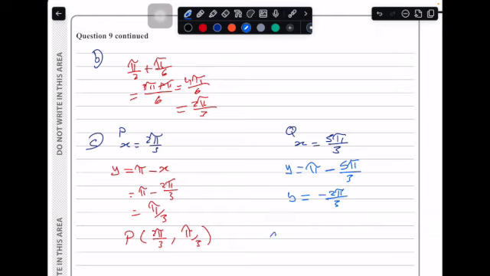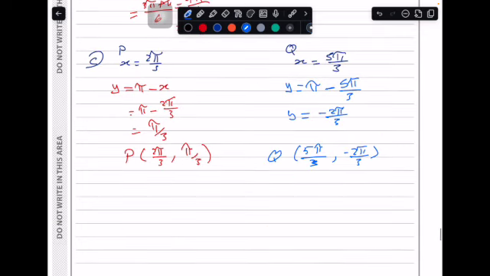Again, the point Q is now 5 pi over 3 and negative 2 pi over 3. Getting the midpoint. What is the midpoint? The midpoint, let's call it M, is calculated as x1 plus x2 over 2, y1 plus y2 over 2.